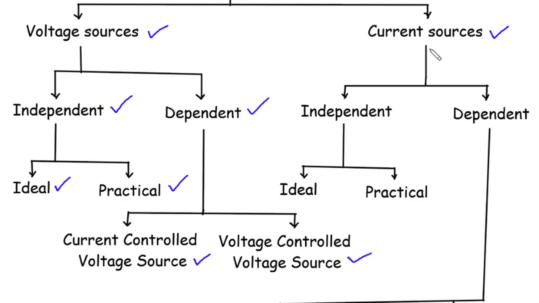Similar to voltage sources, current sources can be categorized into independent and dependent sources. Independent current sources, just like their voltage counterparts, are not influenced by other elements in the circuit. They maintain a constant current regardless of the voltage applied across them. We can further differentiate independent current sources into ideal and practical sources.